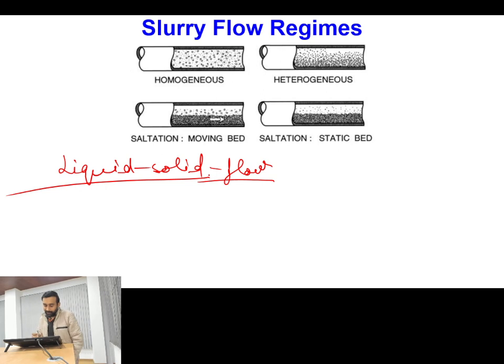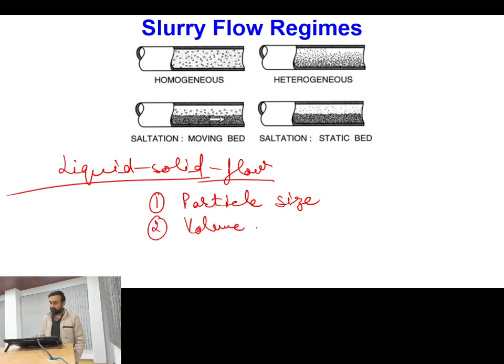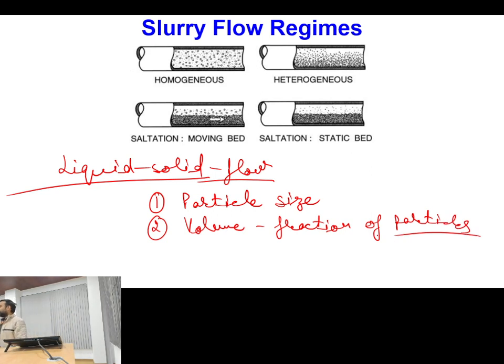Okay, so these flow design maps depend upon 2-3 factors. One is the size of the particle. Second is the volume fraction of particles, and of course density. But if the size is less than 10 micrometers, then density will not play much of a role. Okay. So particle size, volume fraction, and third, the velocity of the continuous phase.